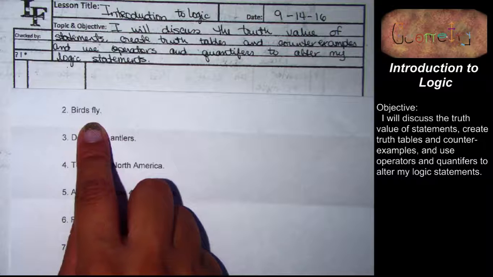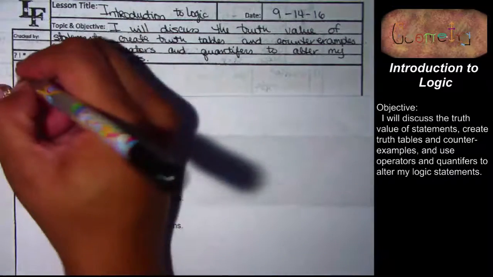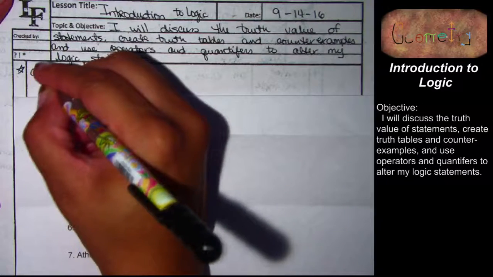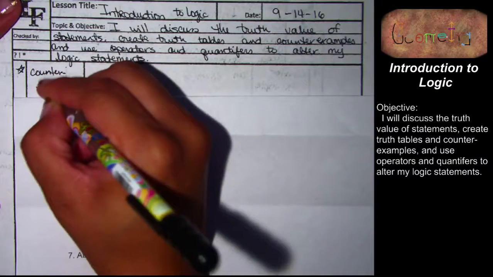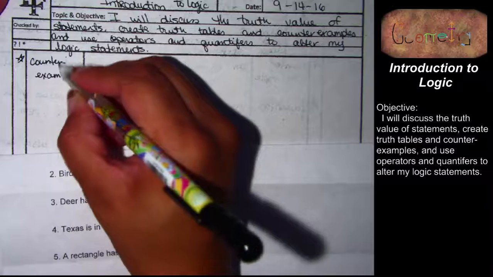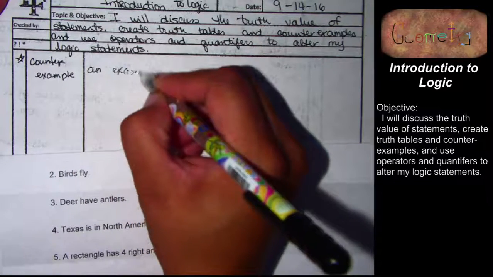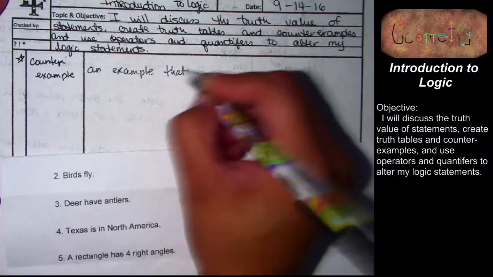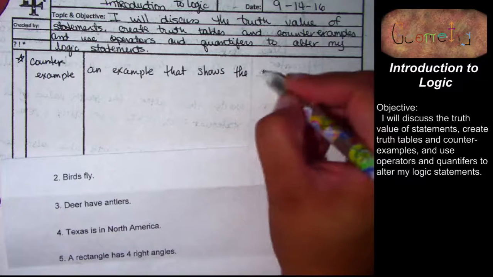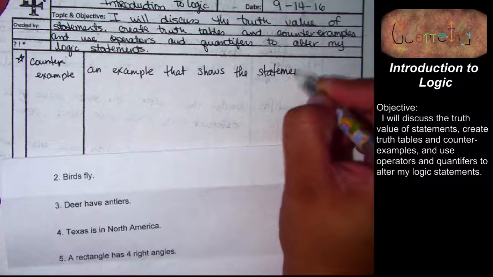Because sometimes it can be false. And so in logic, anytime you have a single example, a single moment where a statement is false, the whole statement is always false. This example that shows your statement is false is called the counterexample. The counterexample is an example that shows the statement is false.